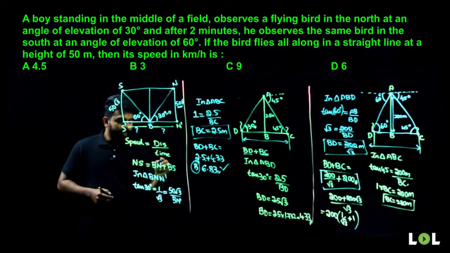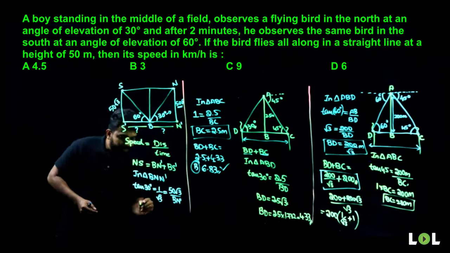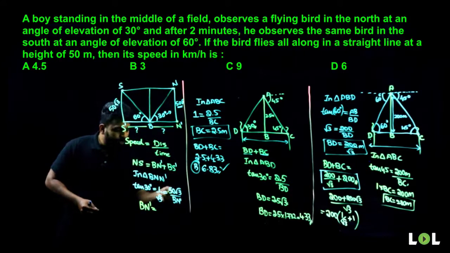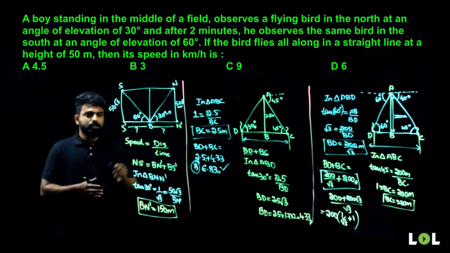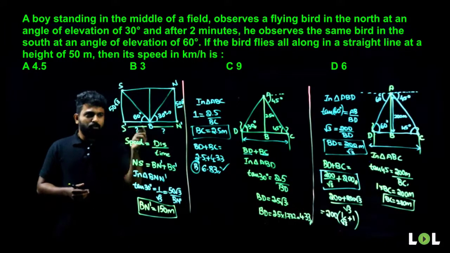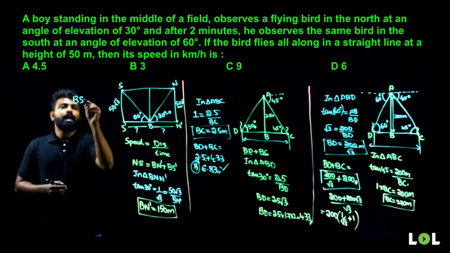So this is BN' plus BS'. So what will be the value of BN'? BN' will be equal to 50 root 3 into root 3. Root 3 into root 3 will give me 3. 50 into 3 is nothing but 150 meters. So this BN', we have got it as 150 meters. What will be the value of BS'? To find the value of BS', let us consider the triangle BSS'.